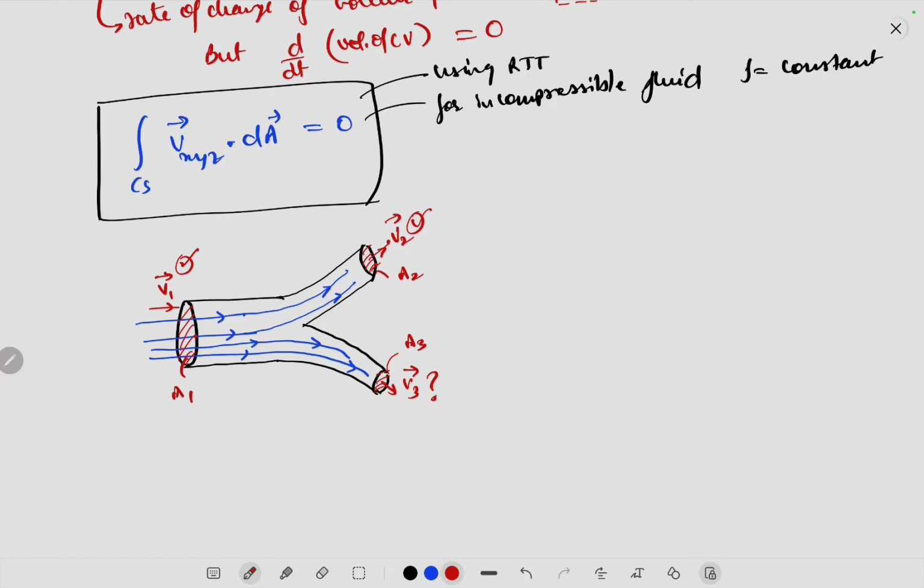Let's understand that. So first let's draw a control volume. How would the control volume look like? For our convenience, we would draw a control volume like this. Why I am drawing the control volume like this will be clear.